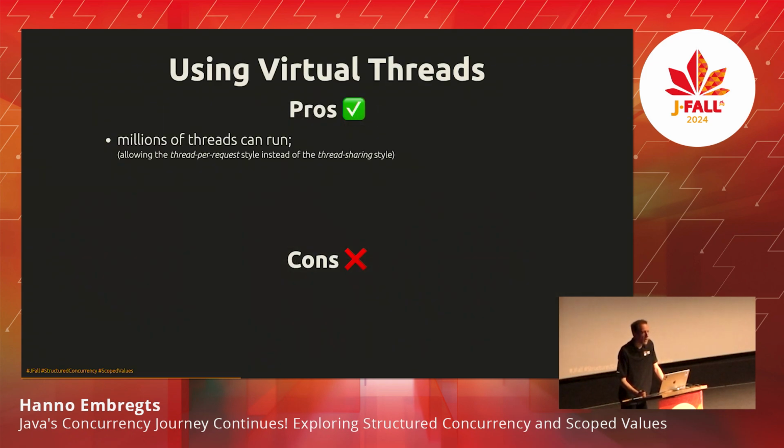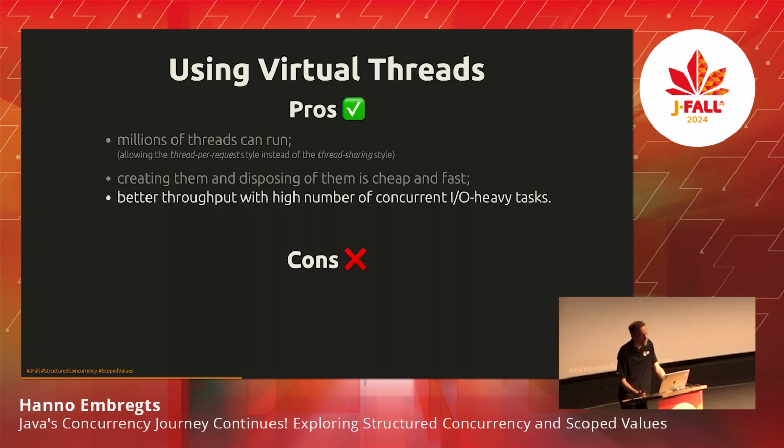So what are the limits here? Well, millions of threads can run. I have a demo on my MacBook Pro M1 during the course where I almost get to 1 million virtual threads, but probably you could do more if you wanted. This means that we can use a thread per request instead of this thread sharing that we used to do with thread pools for years. Creating them and disposing of them is cheap and fast, and we already saw we can achieve higher throughput.